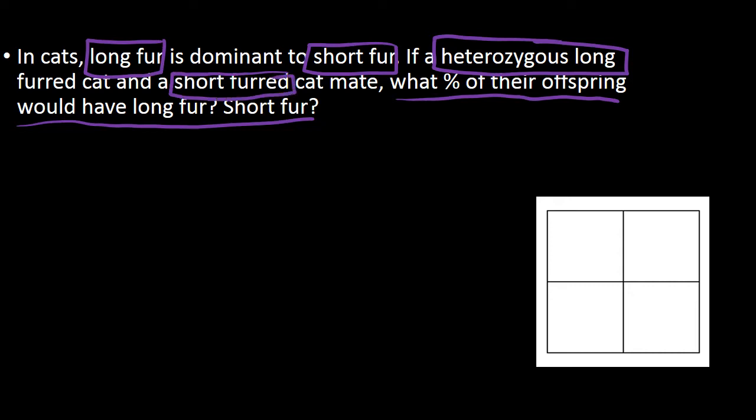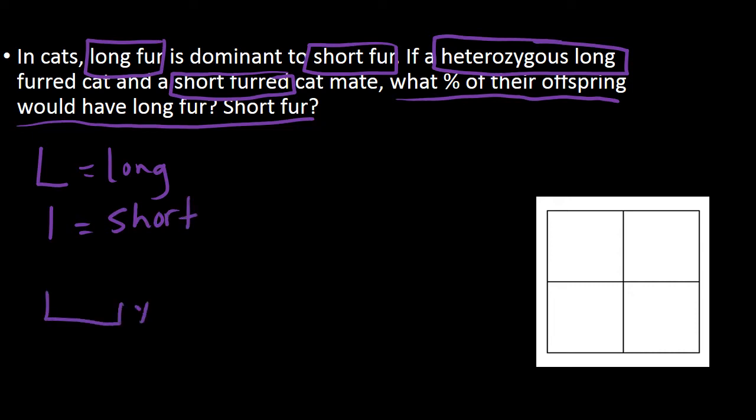After we've boxed our traits, underlined our question, we're going to go ahead and write our letters. So we're going to choose what letters are going to stand for what trait. We always use the capital letter of the dominant trait. So long fur is dominant, so I'm going to use a capital L. So capital L equals long fur. Lowercase l is short fur because short fur is recessive.